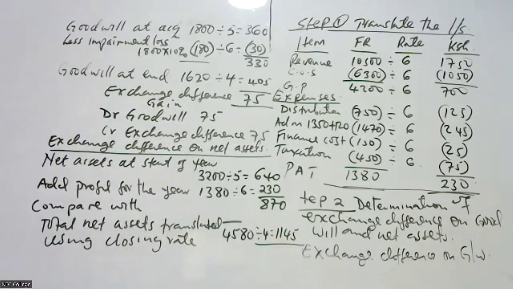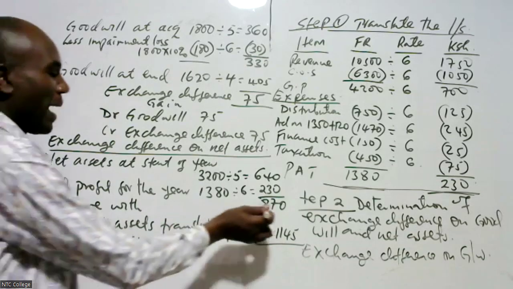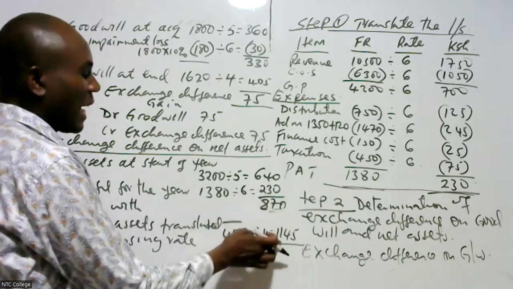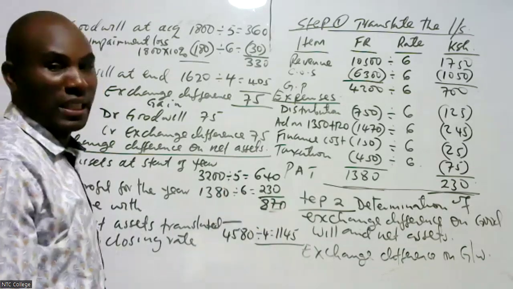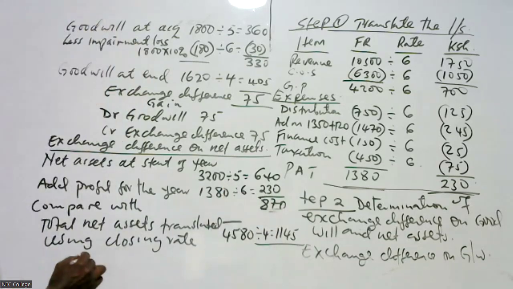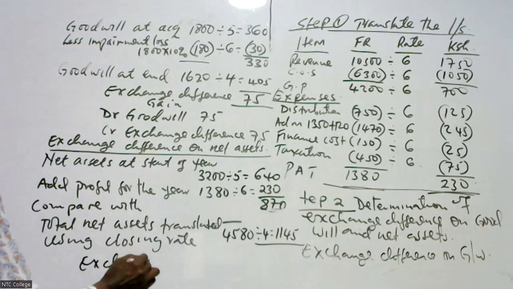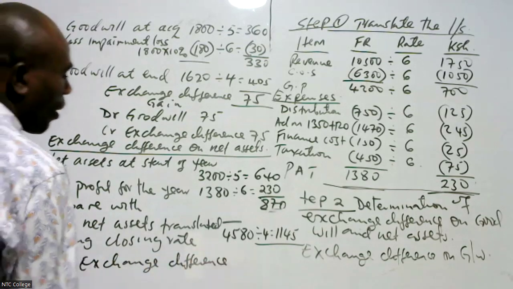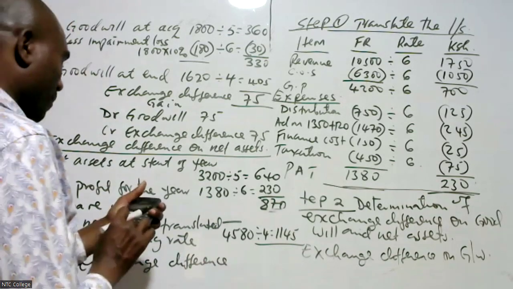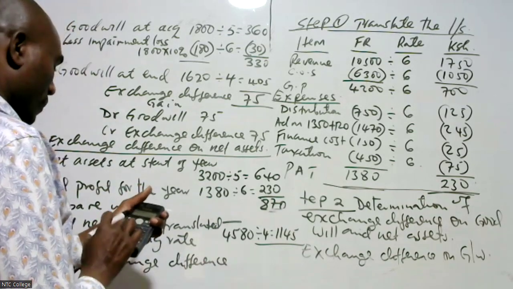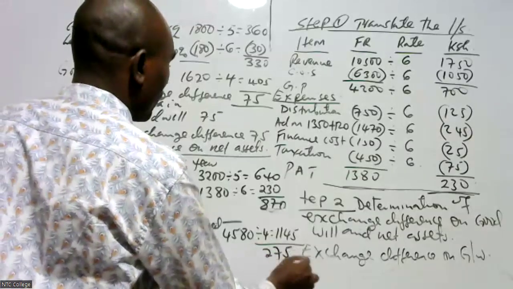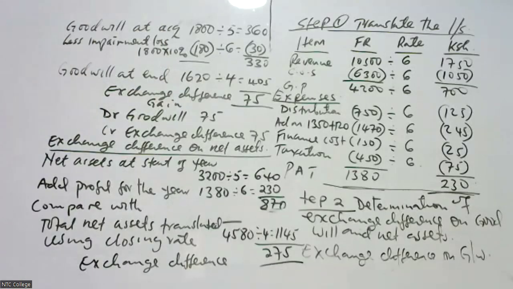Therefore, when I compare what should be my net assets of 870 and the net assets at the end using the closing rate, I get the exchange difference. Of course, it's an exchange difference gain of 275.